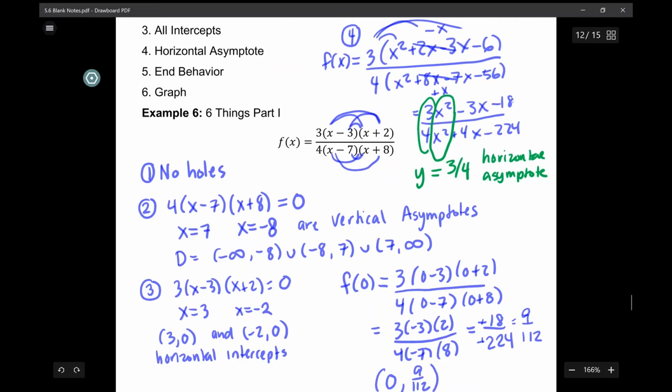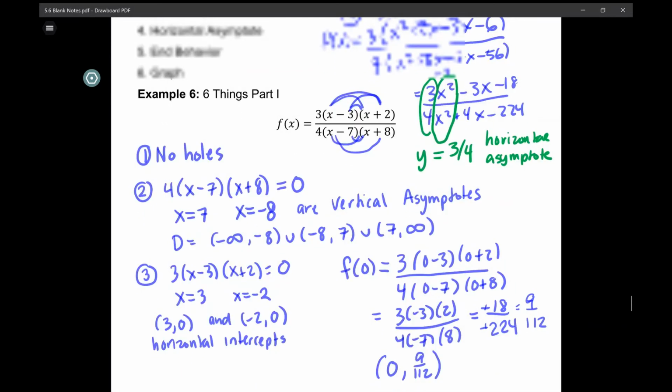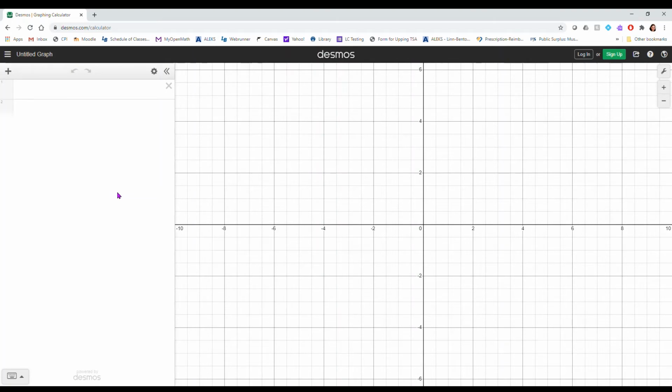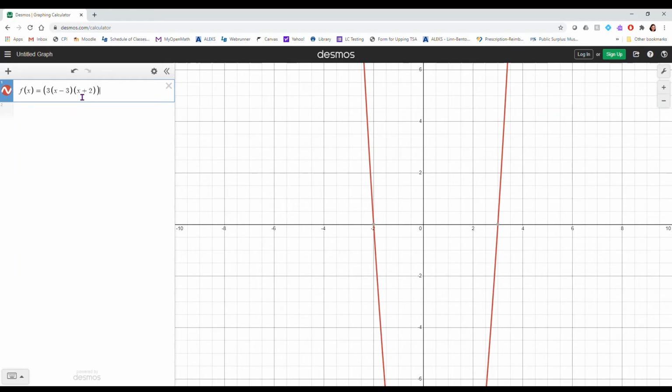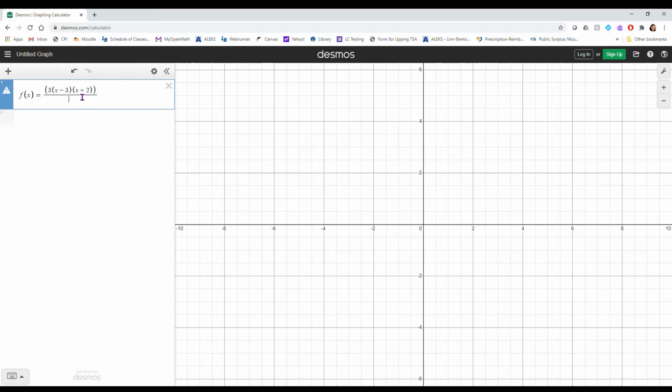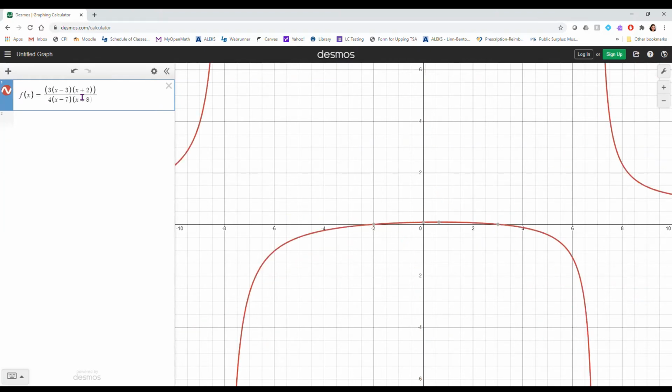All right, so what we're going to do now is we're going to go to Desmos and look at a graph of this guy. All right, here we are in Desmos, and let's go ahead and graph this function. f of x equals, parenthesis for the numerator, 3x minus 3, x plus 2, and my numerator parenthesis divided by, oops, just a 4, 4, x minus 7, x plus 8.